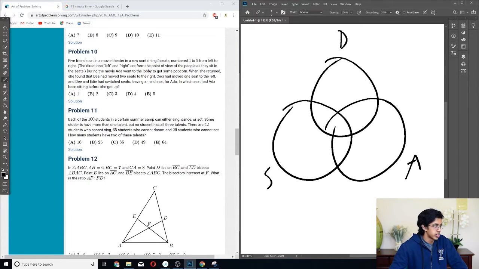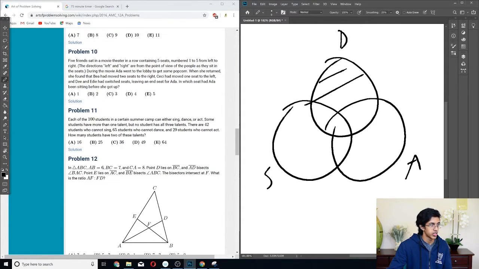That's 42, and then 65 cannot dance, so that would be all here, and then 29 would be all here. So if we want 2 of the talents, we have to do like right here and right here. So we know there's 0 in the middle. So we know that if we add up like this plus this, okay, wait, let's do it nicely.